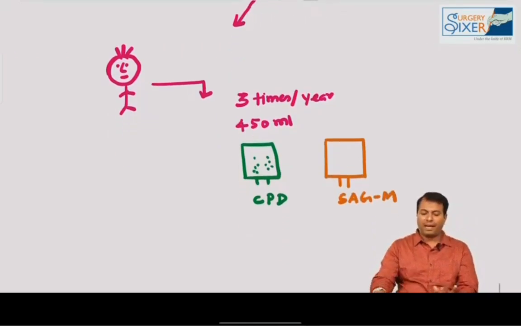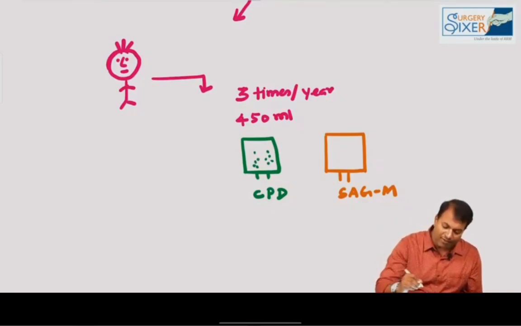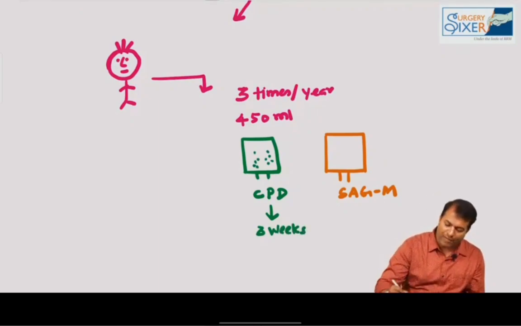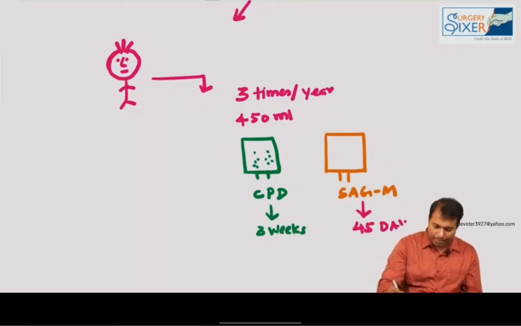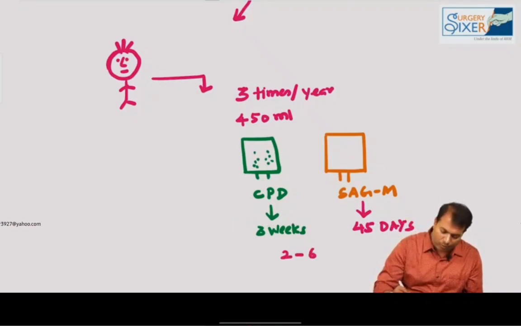The blood taken from the donor was stored in citrate phosphate dextrose in those days, and it had a shelf life of only 3 weeks. We could store the blood only for 3 weeks using this CPD. Now with saline adenine glucose mannitol, we can store the blood for 45 days. The recent blood bags are stored for 45 days because of saline adenine glucose mannitol, at a temperature of 2 to 6 degrees centigrade.